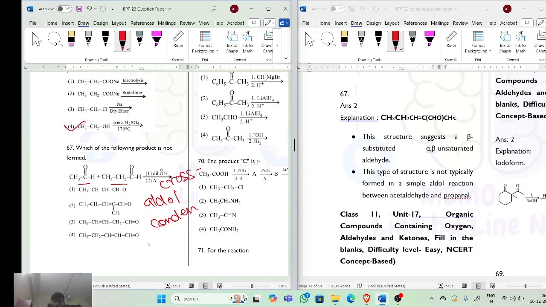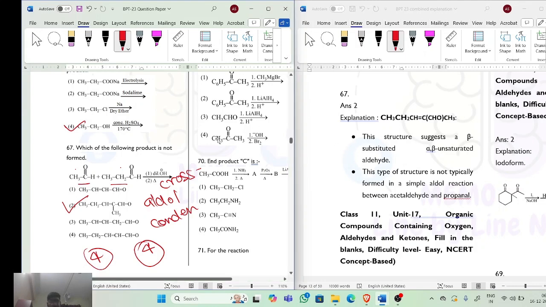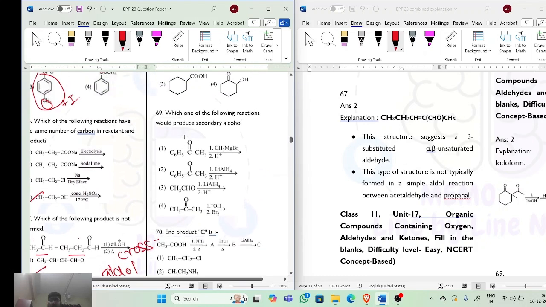So here four products are possible. How? First of all, compound 1 with itself forms product 1, then compound 2 with itself, then compound 1 with compound 2, and then compound 2 with compound 1. So here four such products are possible. If you draw all four, you will find option number 2 will not form. So option number 2 will be our direct answer. As I have already shown how to do aldol condensation, this question will be very easy. Question number 67, very easy question based on aldol condensation.